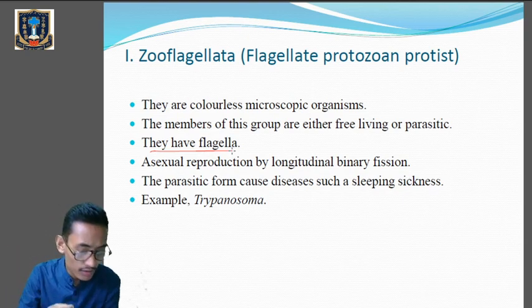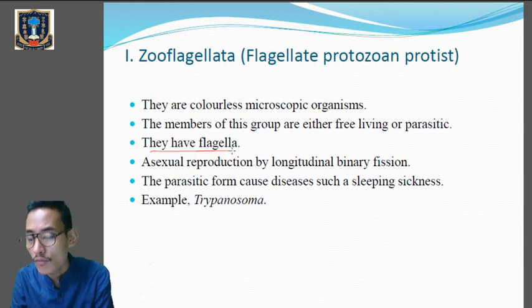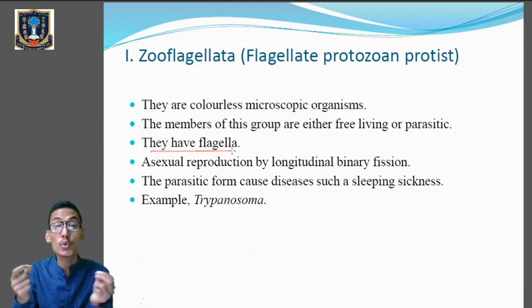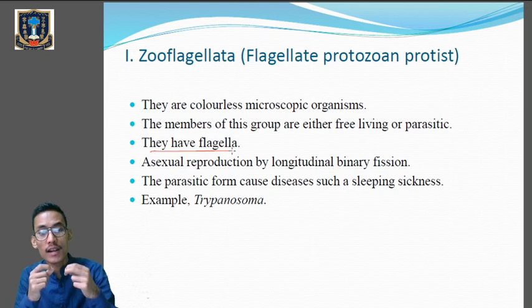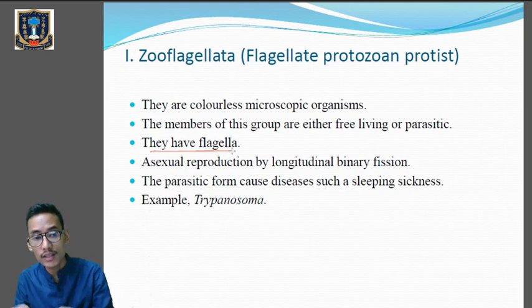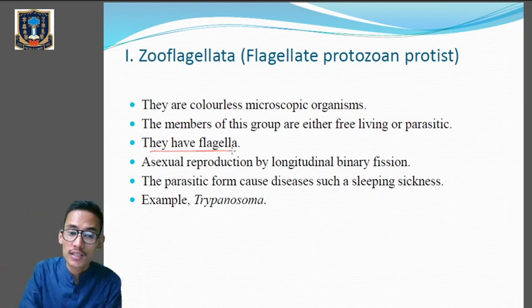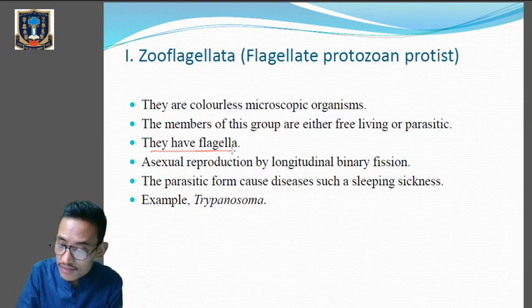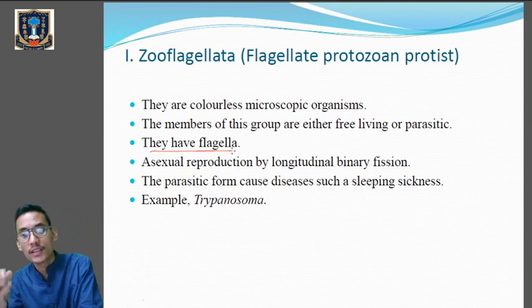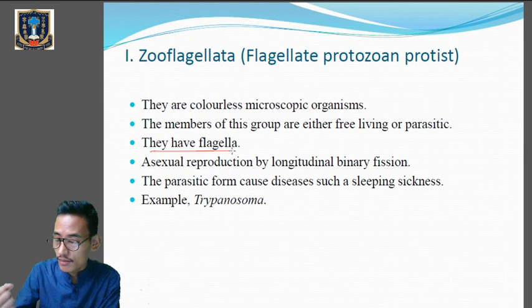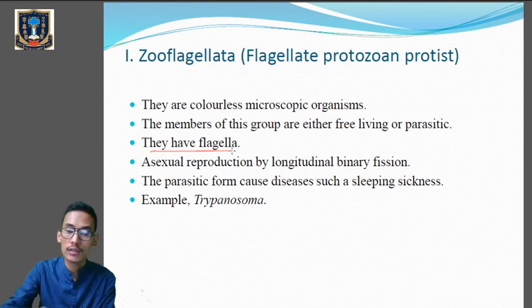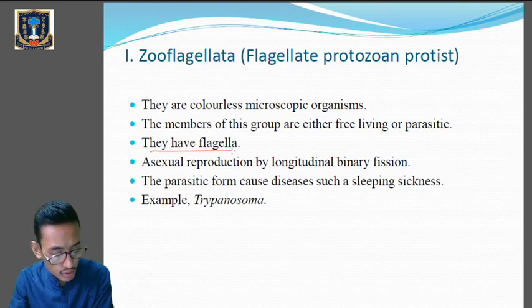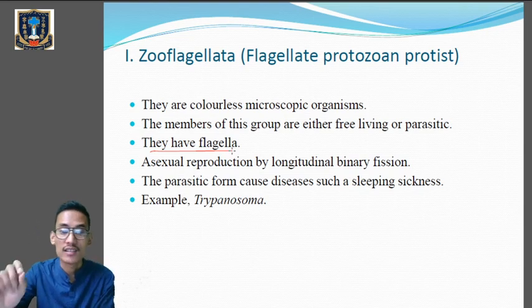Asexual reproduction takes place by means of binary fission, where the cell will divide into 2 daughter cells. Bi means 2 and fission means to split. The parental cell will split into 2 daughter cells. The parasitic forms cause diseases such as sleeping sickness. Those who are parasitic forms are highly pathogenic. They cause different types of disease in the host. One example is Trypanosoma. So write down the characteristics.